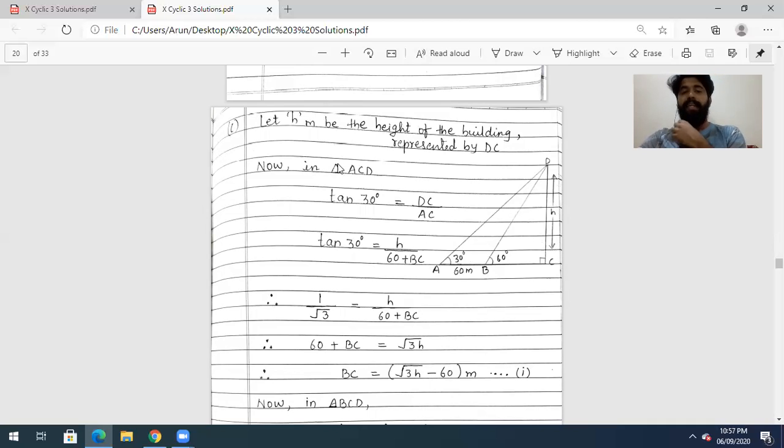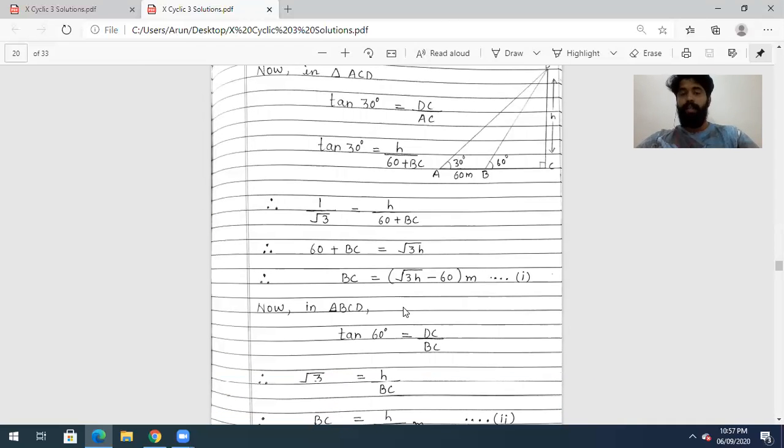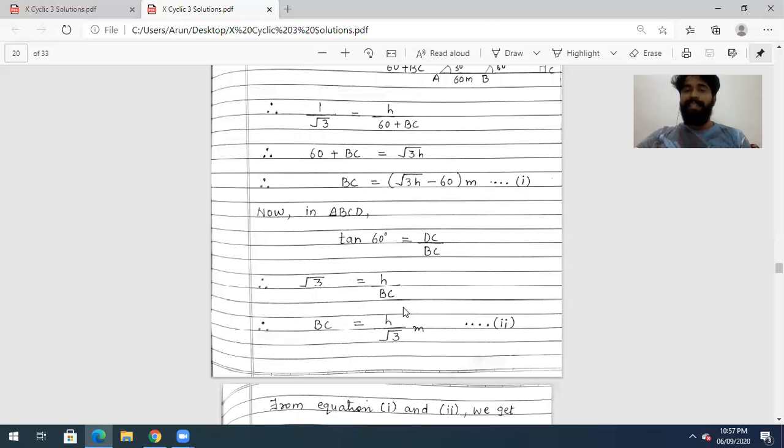So in triangle ACD, tan 30 would be opposite upon adjacent, so DC upon AC. So we can say tan 30 is equal to H upon 60 plus BC. Tan 30 is 1 by root 3. So 1 by root 3 equals H upon 60 plus BC. Cross multiply, we get 60 plus BC is equal to root 3H. So BC is equal to root 3H minus 60 meters. Equation number 1. Now in triangle BCD, tan 60 is equal to DC upon BC, opposite by adjacent. So root 3 is equal to H upon BC. So BC is equal to H by root 3 meters.